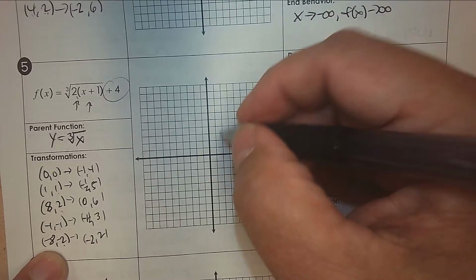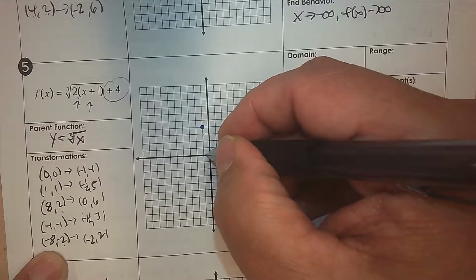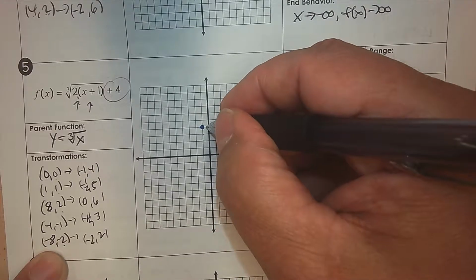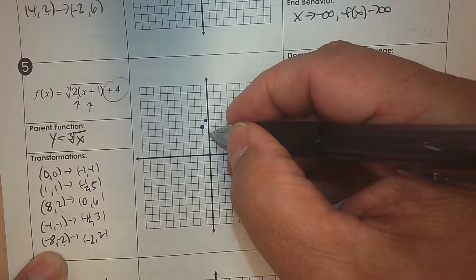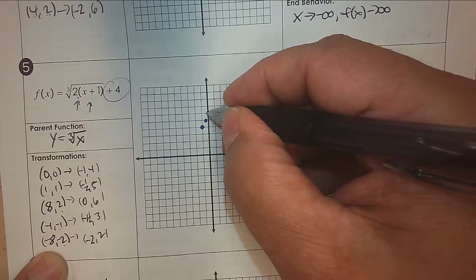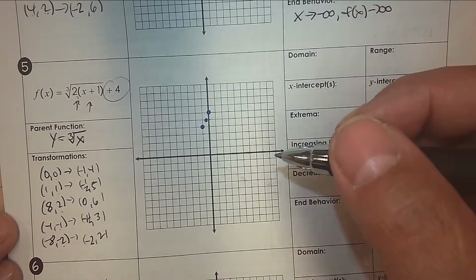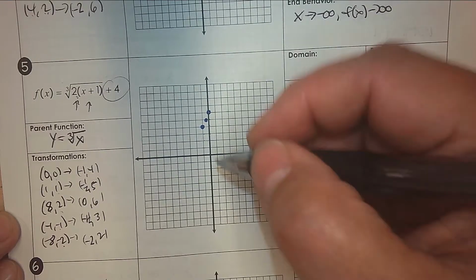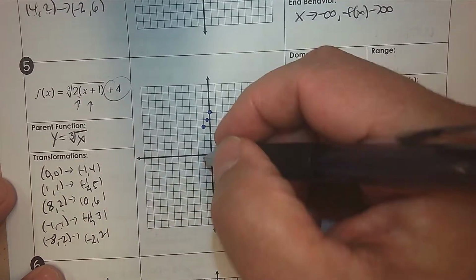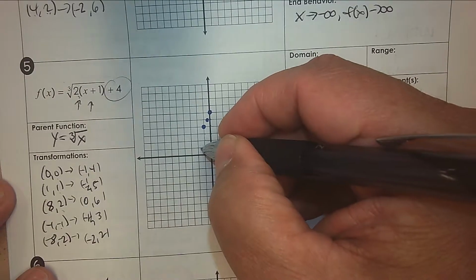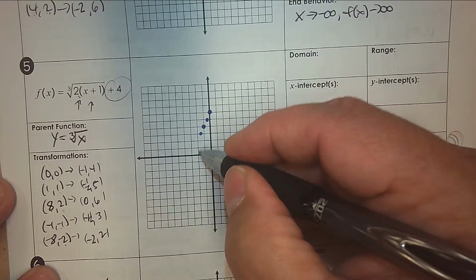So I'm going to go to negative 1 and 4, negative a half and 5. I'm going to go to 0 and 6. So the inside is creating a horizontal compression in terms of what's happening. And it's also been lifted up 4 and to the left 1. So we also have negative 1 and a half and 3. And negative 2 and positive 2.